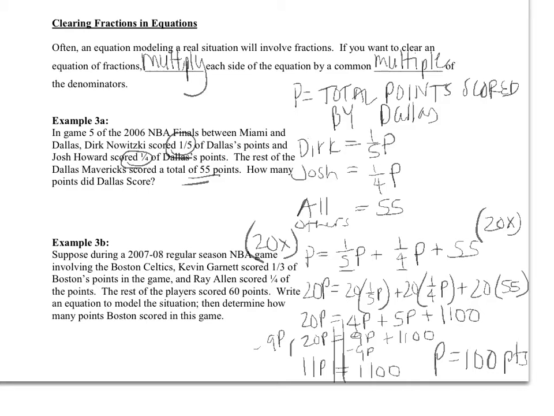Dallas scored 100 points. We could also figure out how many points Dirk and Josh scored, because Dirk scored 1/5 of P, so 1/5 of those 100 points. So he scored 1/5 of 100 is 20 points. And Josh scored 1/4 of those 100 points, so he scored 25 points.